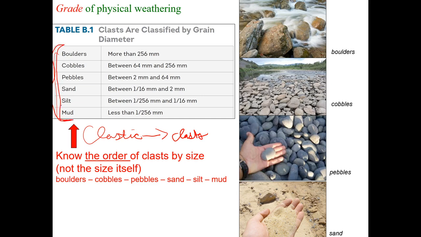So we have mud. That's the smallest, less than 1/256 of a millimeter. That's really, really small. You can't see mud grains. Mud clasts are too small. A little bit bigger than mud, we have silt. And silt, you can maybe barely see it. You could definitely see it if you had a magnifying glass, but it's pretty small material.